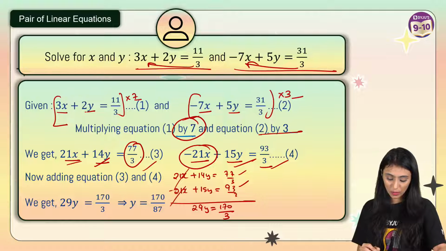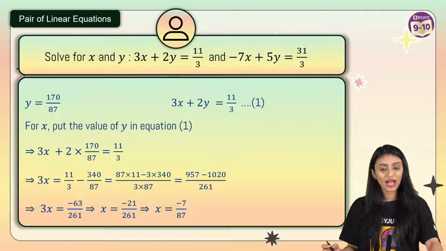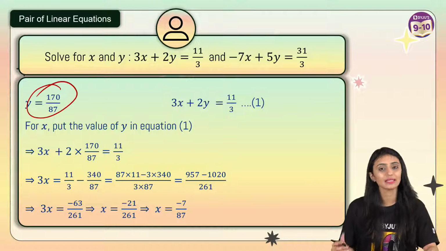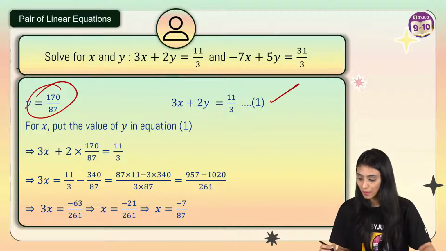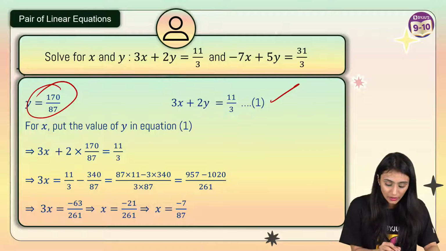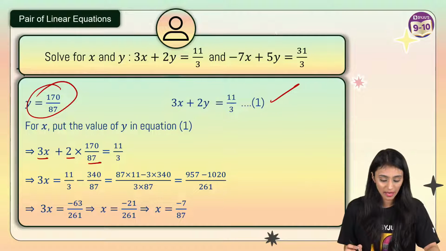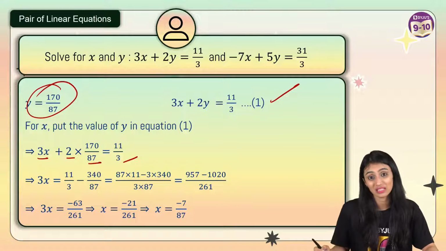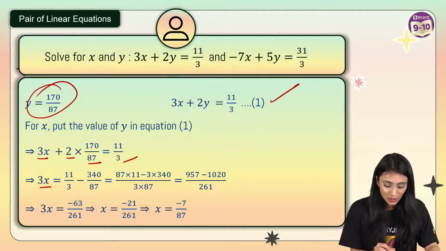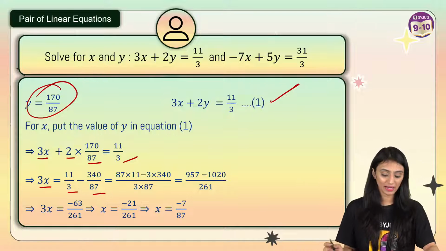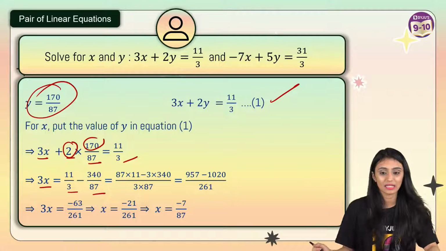This is the value of y, 170 by 87. Now we have got the value of y. Let's substitute this in any equation. Generally, we prefer the simpler ones. The first one seems simpler. Let's put it here. What do I get? 3x plus 2 times 170 by 87 equals 11 by 3. Now comes the most terrible part, the calculation. So 3x is equal to 11 by 3 minus 340 by 87. Why 340? 2 times 170 is 340.